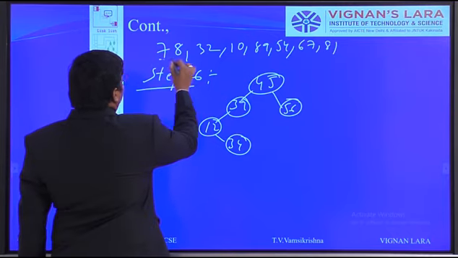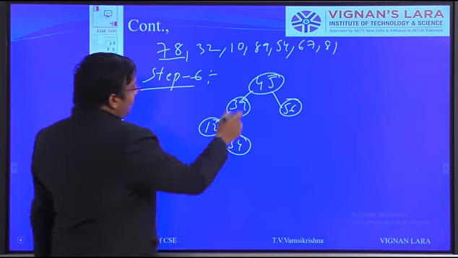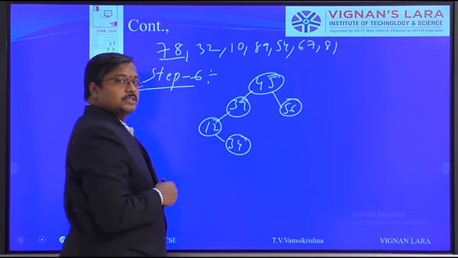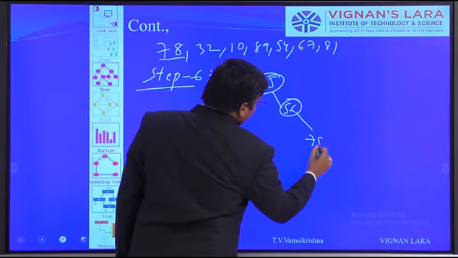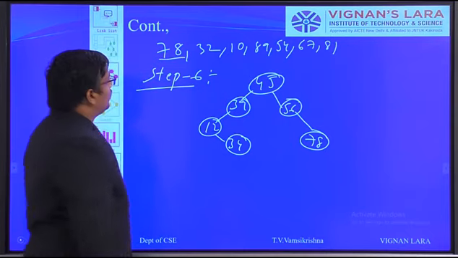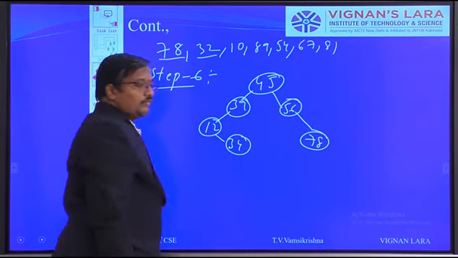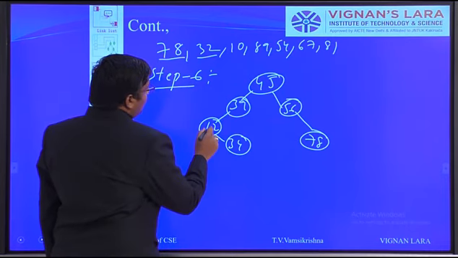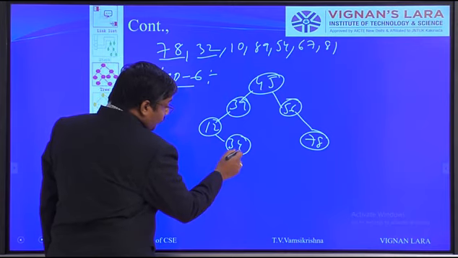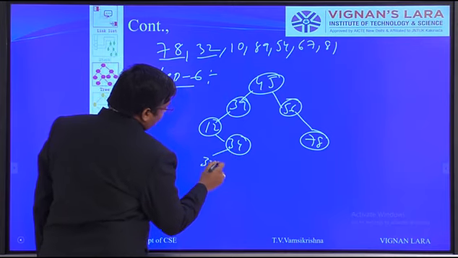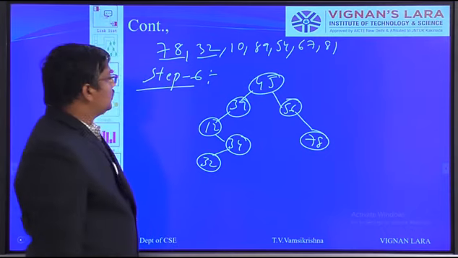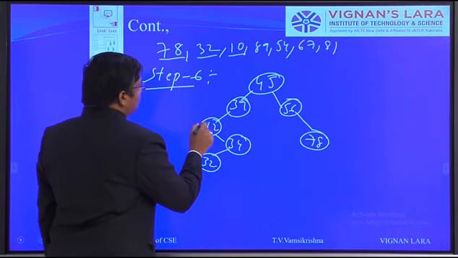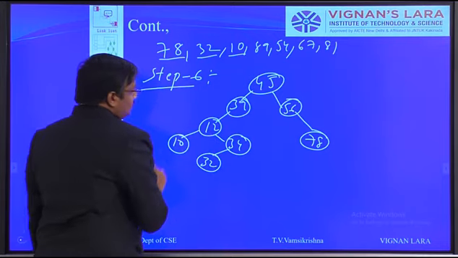Okay, the next inserted element is 78. Comparing with 45, 78 is greater. Comparing with 56, 78 is greater. So insert 78 here. Next 32, compared to 45 less, 39 less, 12 greater, 34 less, so as a left child. Next 10, compared to 45 less, 39 less, 12 less. So 10 is inserted here.